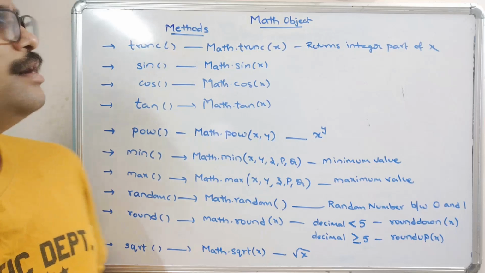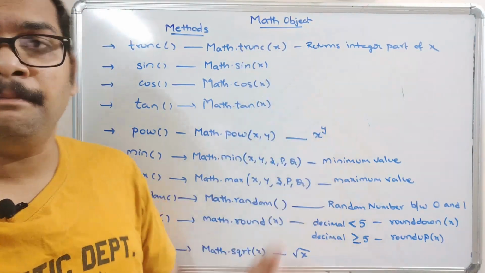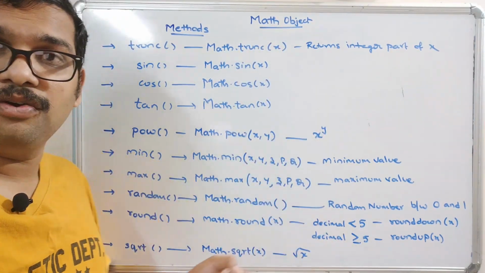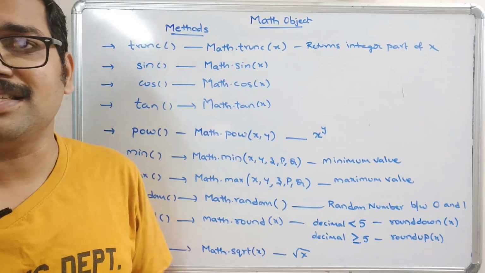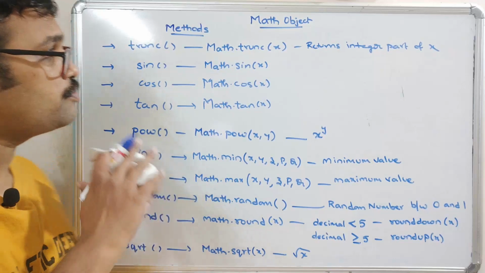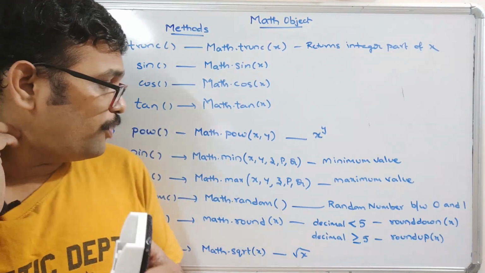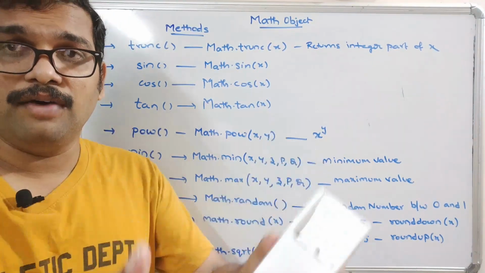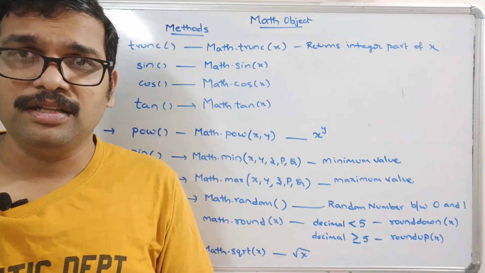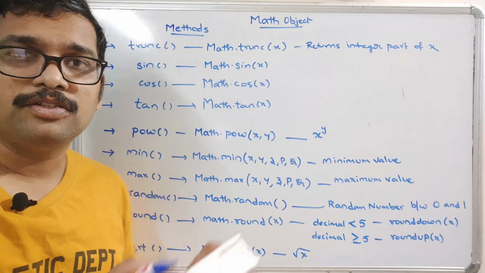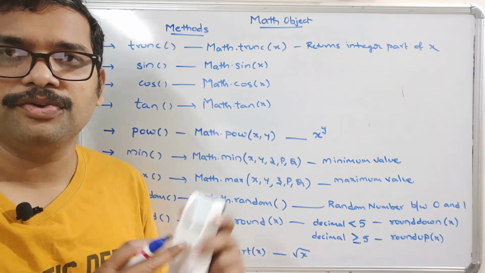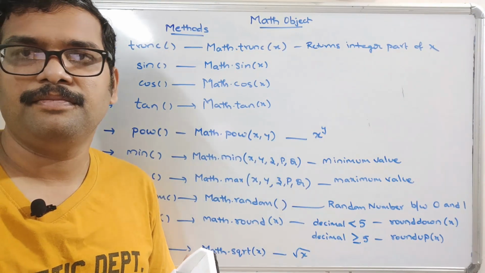So these are a few methods available in the Math object. I will demonstrate each and every function by executing a small code on the system. Right? So hope you understood the syntax for all these things. If you still have any doubts, after watching the execution, your doubts will be clarified. So let's move on to the system and execute all these methods.